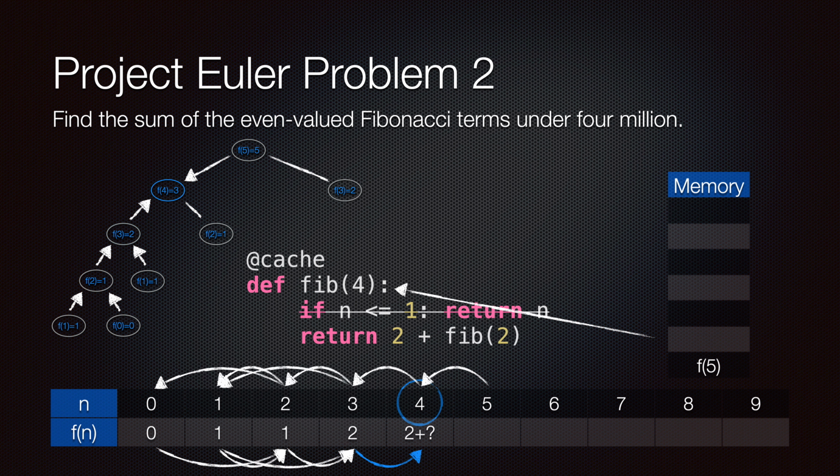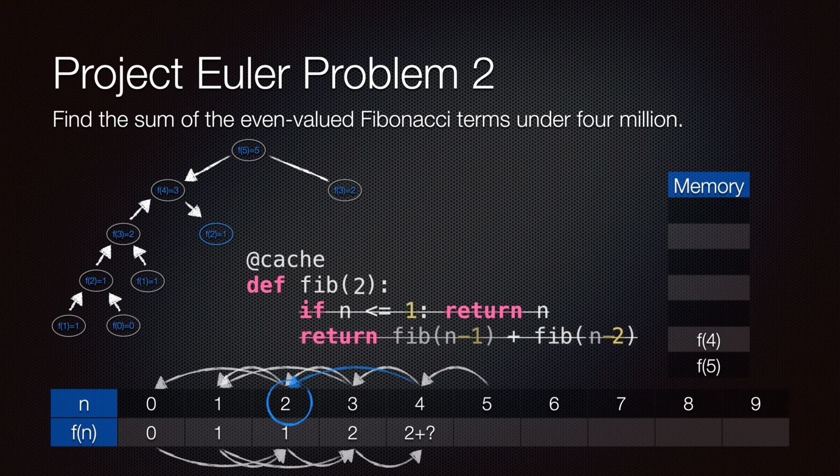Now that we're back in F4, we need to call F2. Before we call F2, we need to push F4 to the stack. Now we can call F2. F2 was previously computed and cached, so we're doing a lookup versus needing to run F1 and F0 again. So we can just return our saved value back to F4.